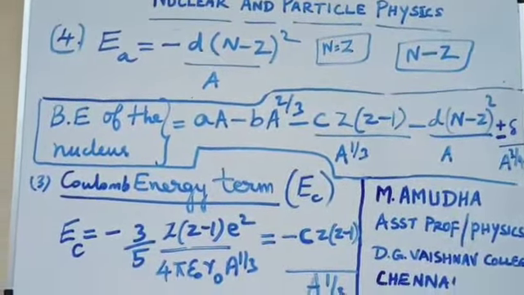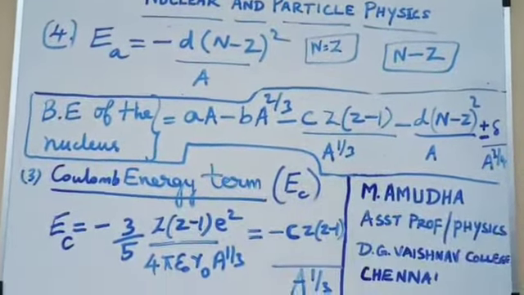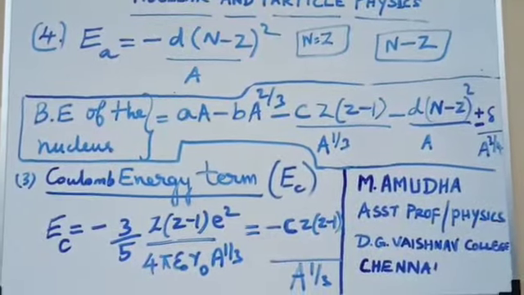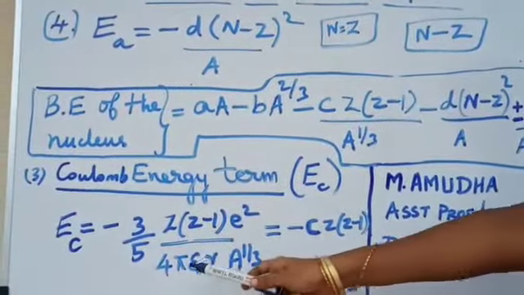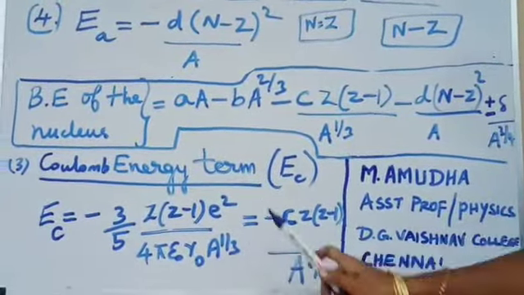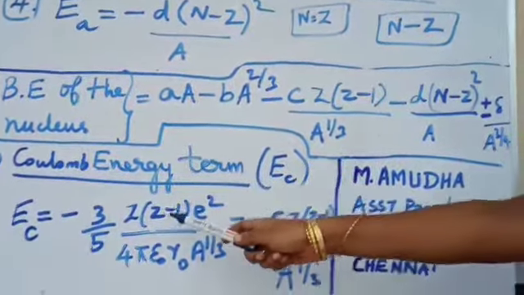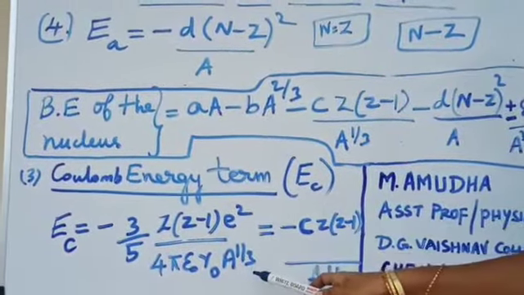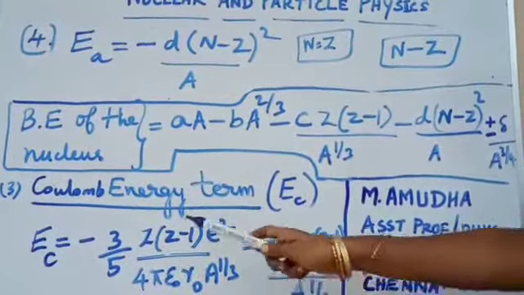The third energy term of the binding energy of the nucleus is the Coulomb energy term. The Coulomb energy term is derived as minus 3 by 5 Z into (Z minus 1) e square divided by 4 pi epsilon naught r naught A power 1 by 3. So here you see the Coulomb energy is directly proportional to Z into (Z minus 1) and is found to be inversely proportional to A power 1 by 3. All other terms are constant.